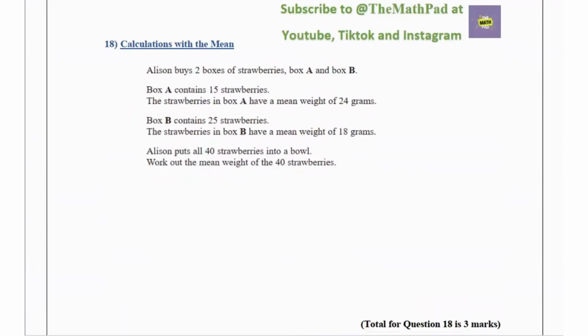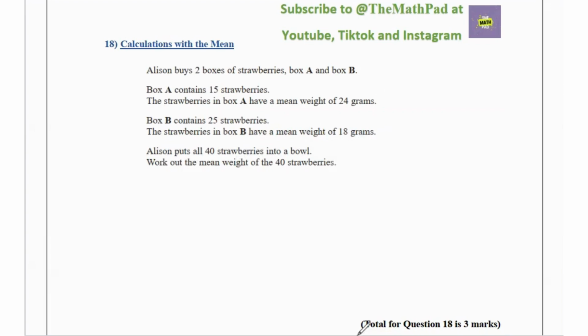Then it says Allison buys 2 boxes of strawberries, box A and box B. Box A contains 15 strawberries. The strawberries in box A have a mean weight of 24 grams. Box B contains 25 strawberries, and strawberries in box B have a mean weight of 18 grams. Allison puts all 40 strawberries into a bowl. Work out the mean weight of the 40 strawberries.